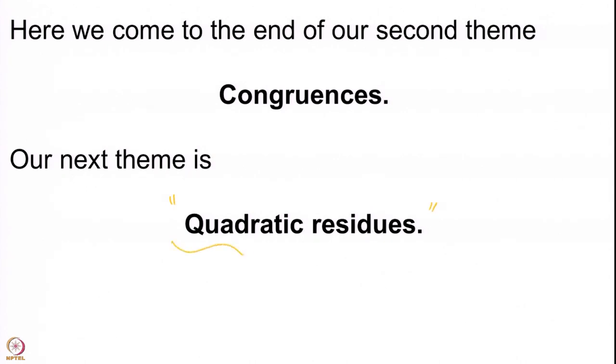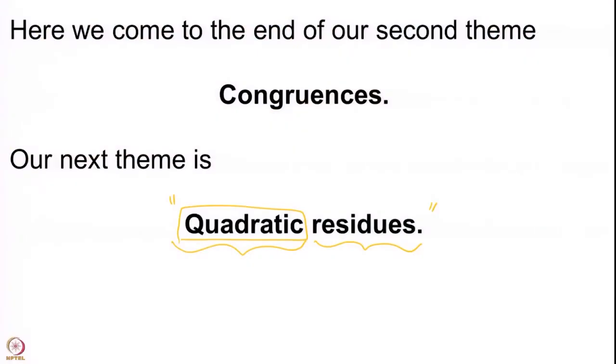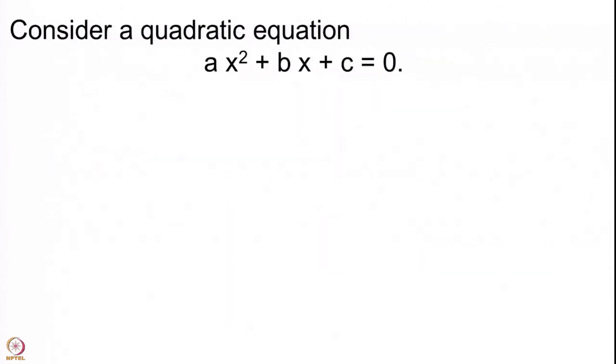So, quadratic residues comes with quadratic. Residues says that this has to be something to do with congruences, because we are looking at residue classes and so on. So, that will tell you that residues have something to do with congruences. But let us study the notion quadratic first. Whenever you hear the word quadratic, the thing that comes to your mind first is the quadratic equation, which is ax square plus bx plus c equal to 0. This is the equation that we all think about.